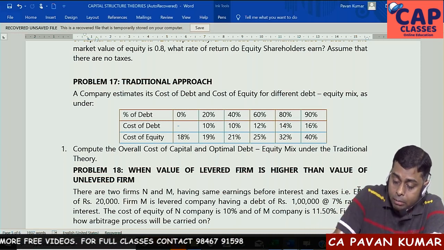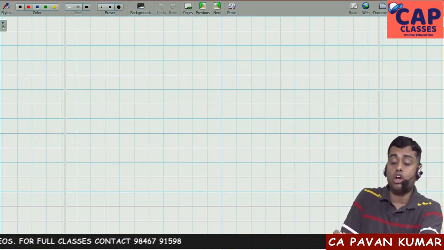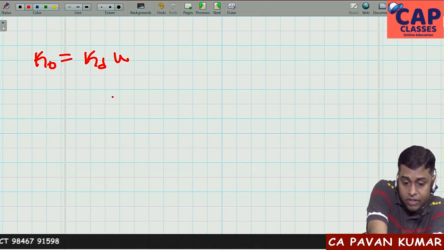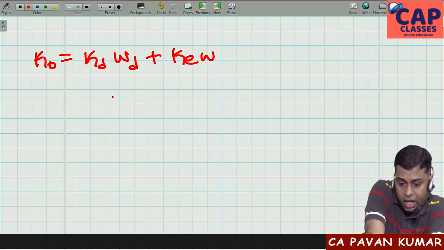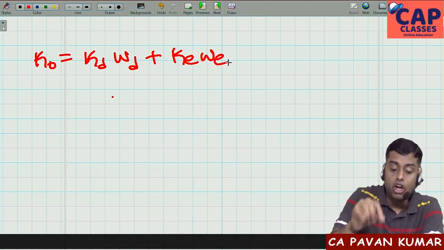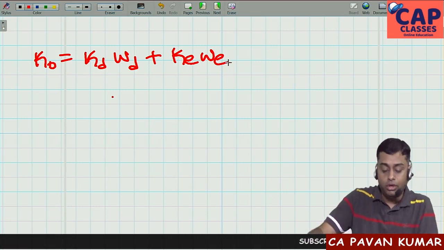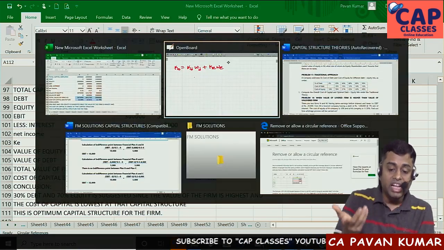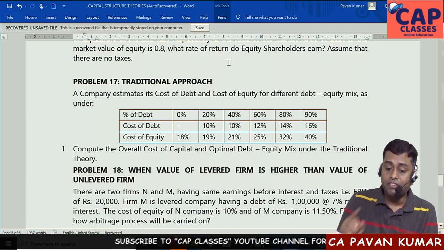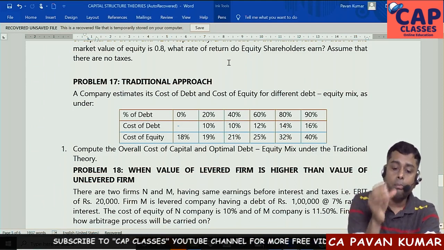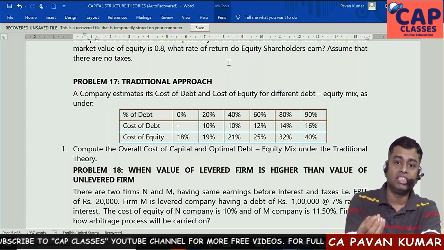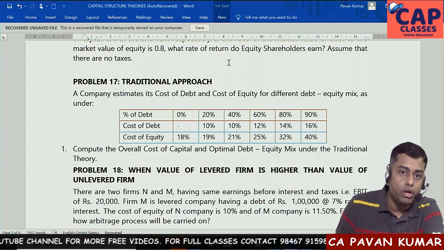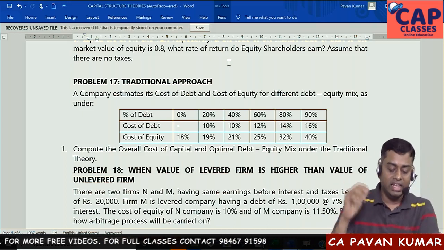Do you remember we used to calculate KO in the cost of capital chapter, wherein KO is equal to cost of debt into weight of debt plus cost of equity into weight of equity. Simple formula. We will follow that here. In the question, percentage of debt in total capital employed is given, which means percentage of equity is the balancing figure. For example, in the first situation, the component of debt in total capital is 0. That means weight of debt is 0, weight of equity is 1. Second situation, weight of debt is given as 0.2. Simple. Weight of equity is 0.8. Like that we solve this question.